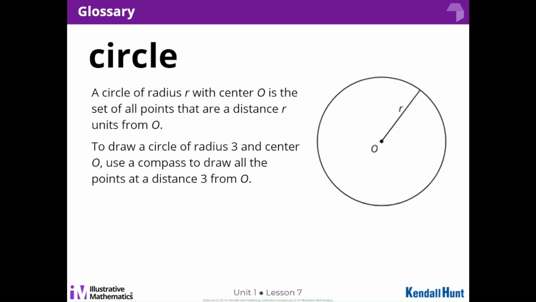Next, we have circle. A circle is a collection of points that are all the exact same distance from the center point. So in this example on the right, the center point is O. Every point on that circle is the exact same distance from O. That distance is known as the radius and is shown here by the letter R.